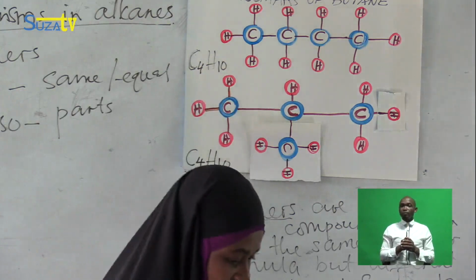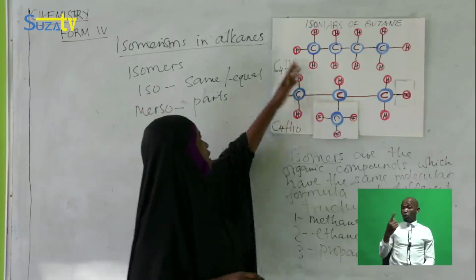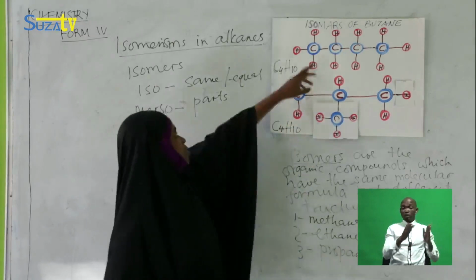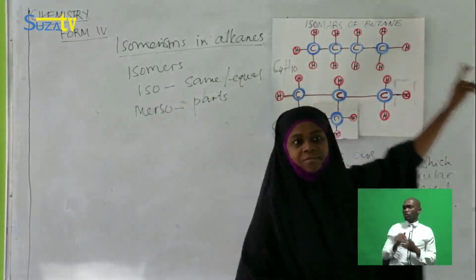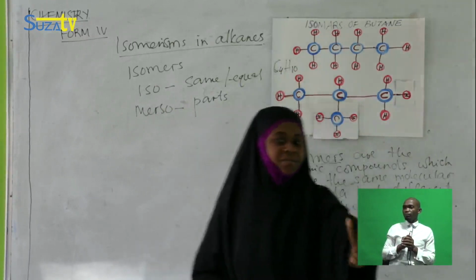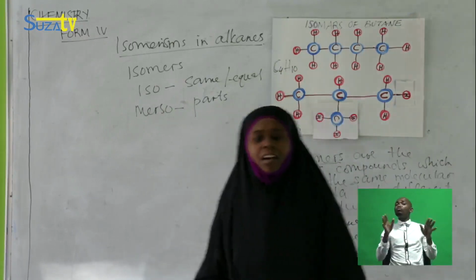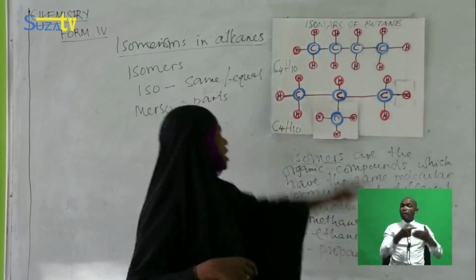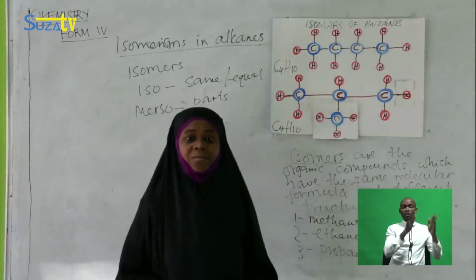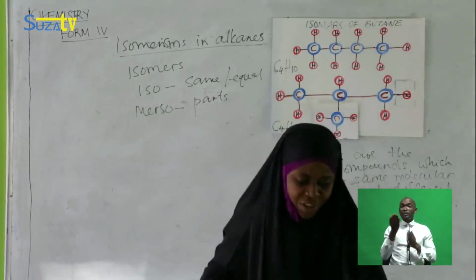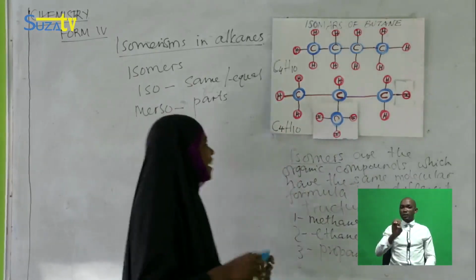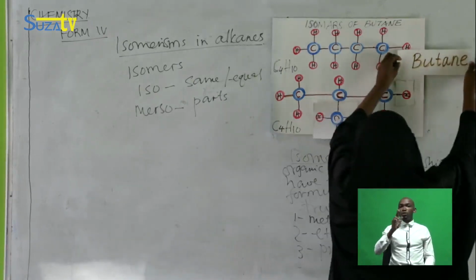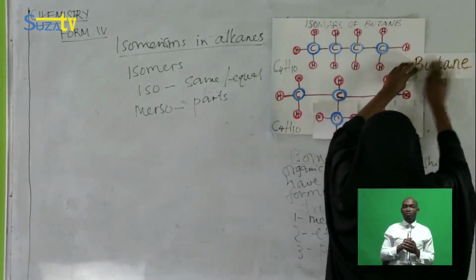So now, I want you to look at these 2 structures and give me the name. Let us start with this one. What is the name for this? Who is ready? Hamid, you are so quiet today. Tell me, what is the name for this? Thank you very much. It's butane. You are right, my dear. This is butane.